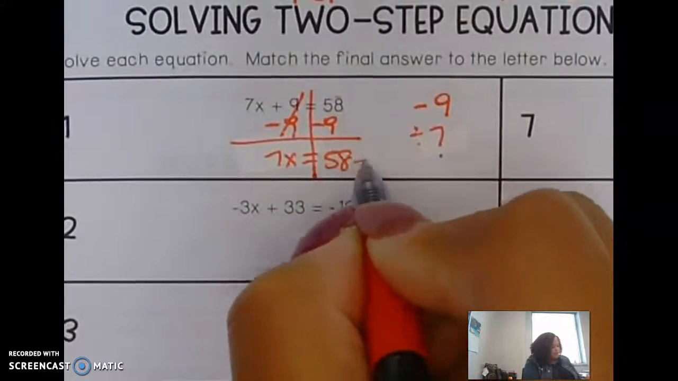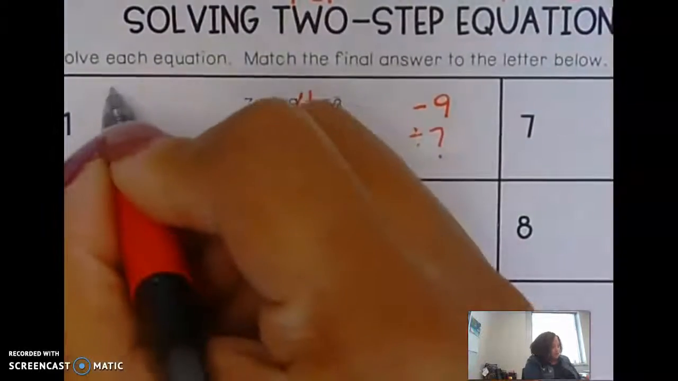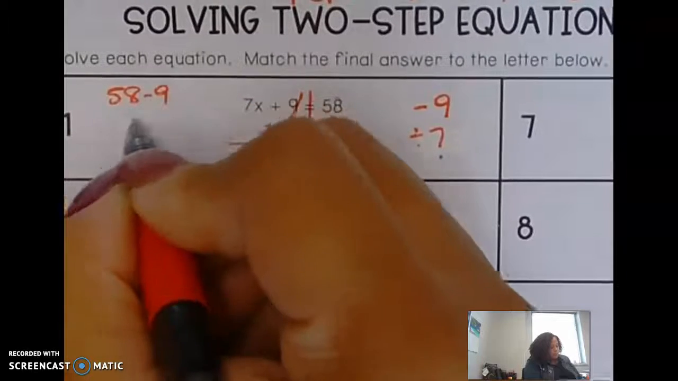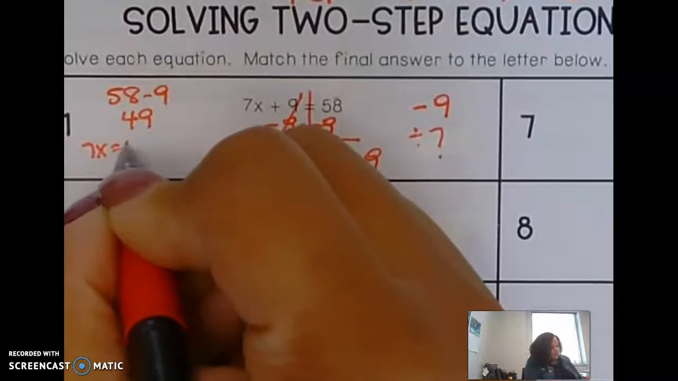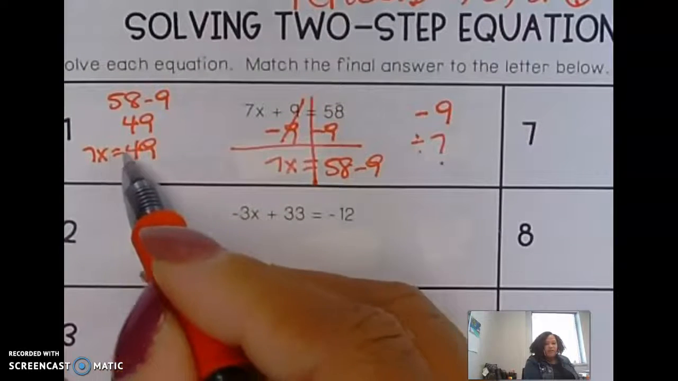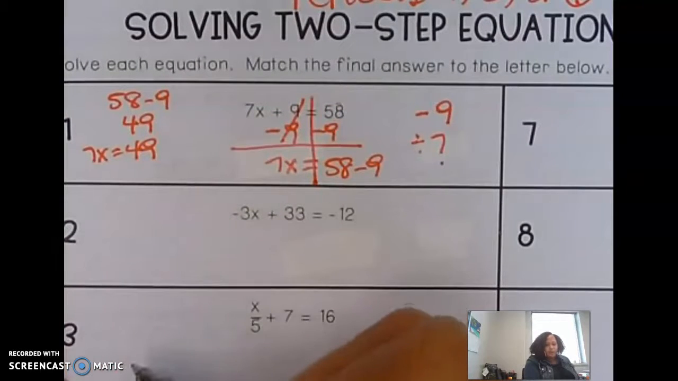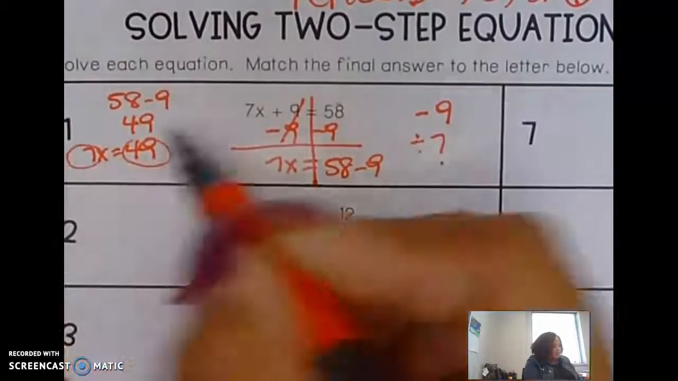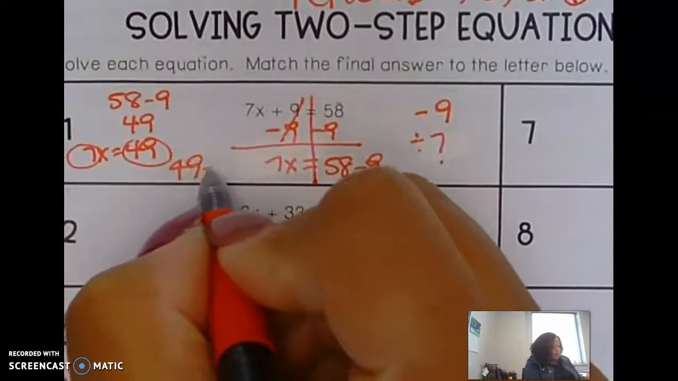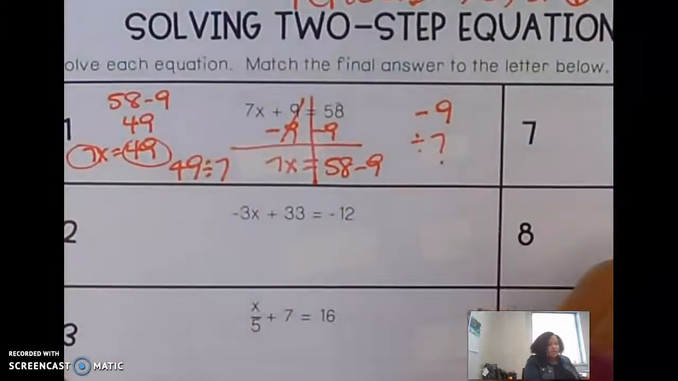This is a quick math problem. 58 minus 9 is 49. Then I'm going to take 7x equals 49. This means 7 times some number equals 49. And in order to find out what that number is, I have to divide 49 by 7. 49 divided by 7 will be my answer.